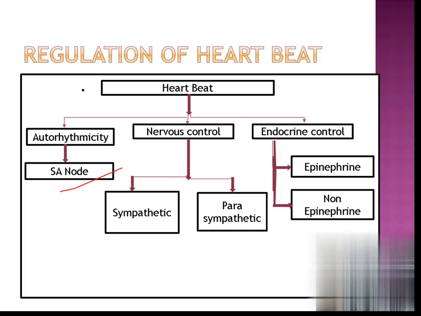Then coming to the nervous system, nervous control includes sympathetic and parasympathetic, and endocrine control includes epinephrine and norepinephrine control. The sympathetic nervous system acts when there is a vigorous amount of exercise. So this is basically involved in the increase of the heartbeat. And the parasympathetic acts during the relaxed phase, while sleeping or resting. So basically, this reduces or brings the heartbeat back to normal.